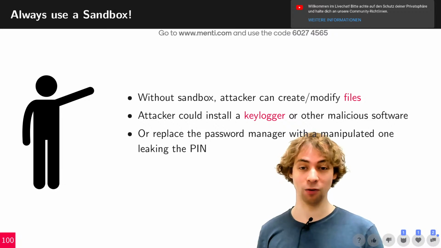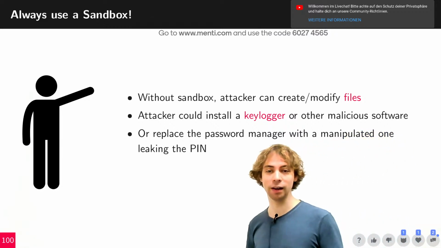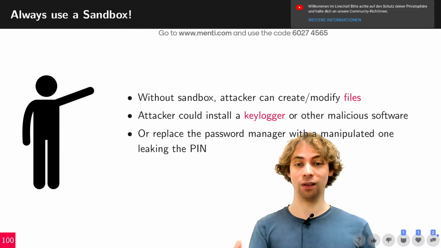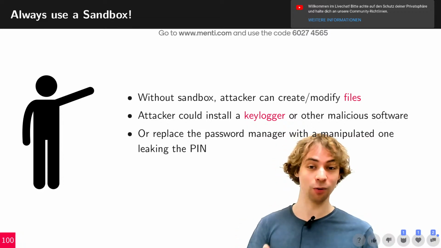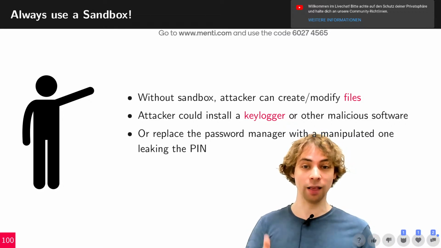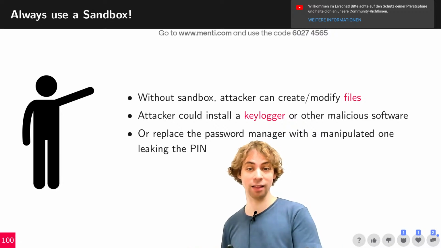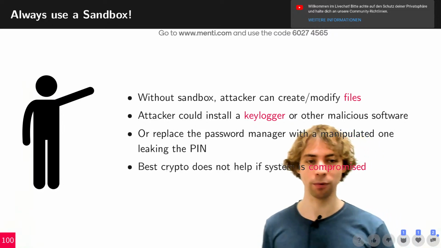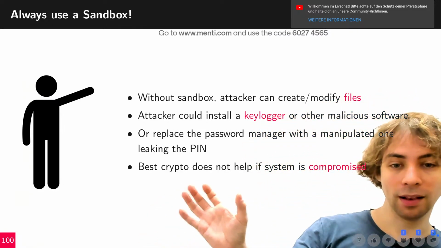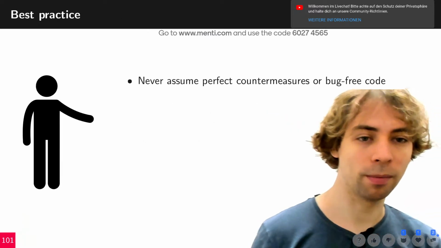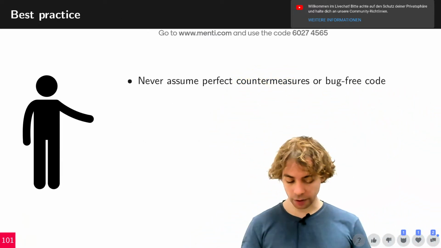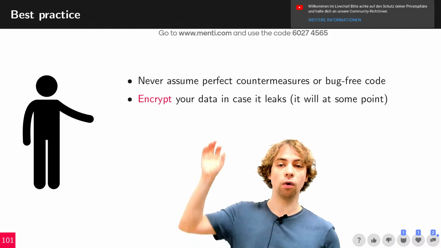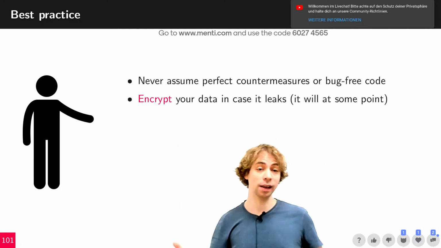and you know that Zoom has been full of vulnerabilities that could compromise your systems. It's not about that someone could attack your Zoom client and spy on you while you are having video calls. It's about protecting the rest of your system to make sure that compromising Zoom doesn't mean that all the other things on your computer are also compromised. Even the best crypto does not help if the system is compromised. So the best practice here is we never assume perfect countermeasures or bug-free code. You encrypt the data in case it leaks. It will leak at some point.